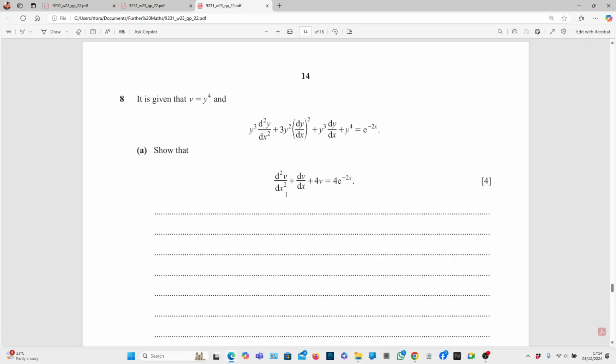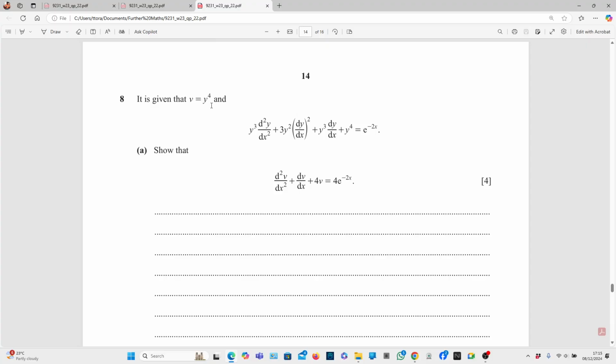Part A: show that d2v over dx squared plus dv over dx plus 4v is equal to 4e to the minus 2x. Now the way we do this question is very easy. What we should basically do is differentiate this v in terms of x. So dv over dx is equal to d/dx of y to the 4, which becomes 4y cubed dy by dx.